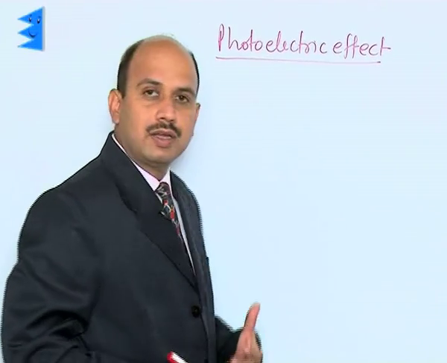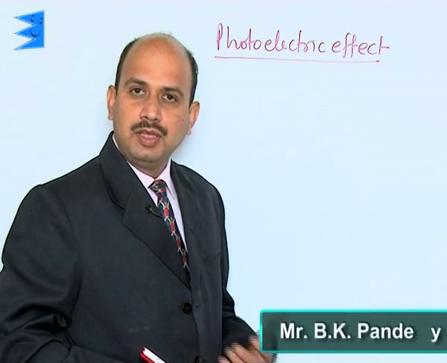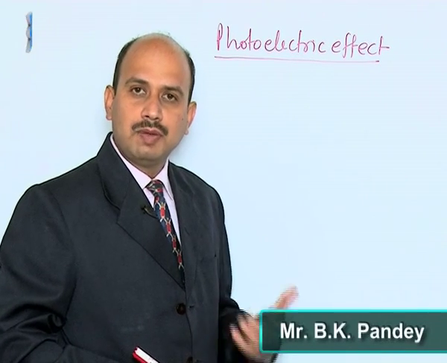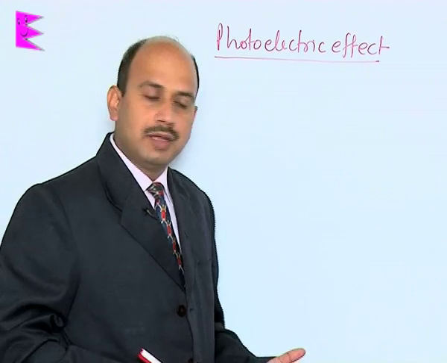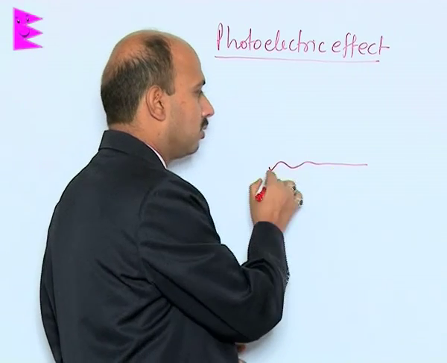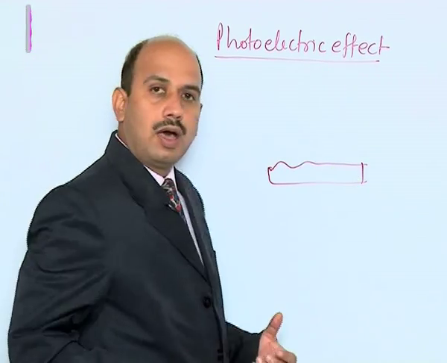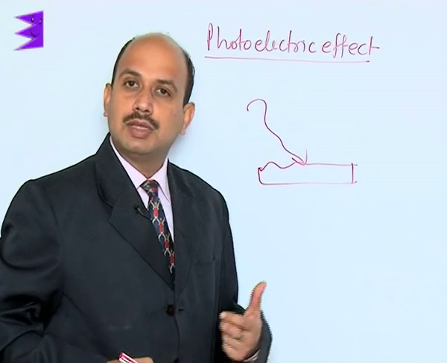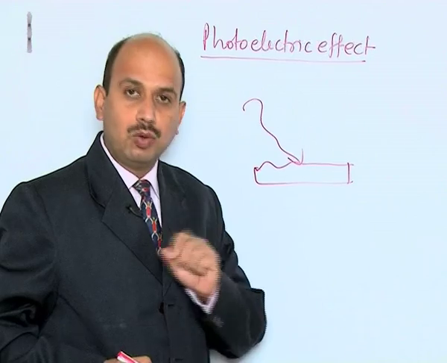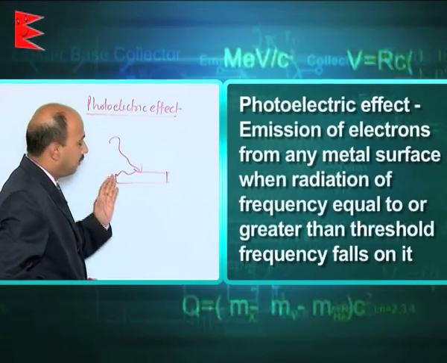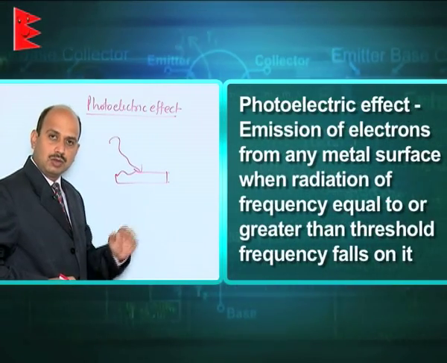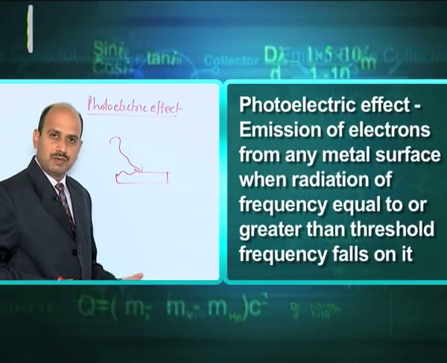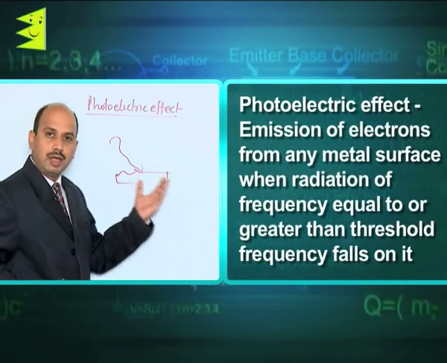Now see here, photoelectric effect. We have seen that when radiations of suitable frequency are made to fall on a metal plate, the minimum frequency required to emit the electron is known as the threshold frequency. So if the frequency of the incident radiation is equal to or greater than the threshold frequency, then the electrons are emitted.